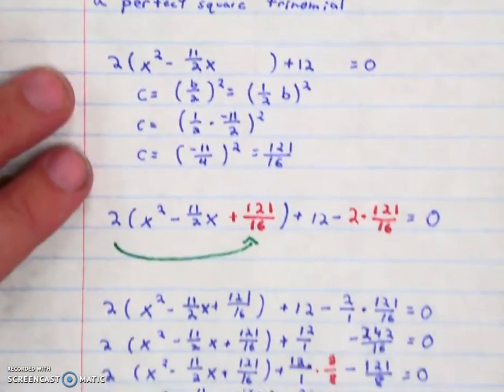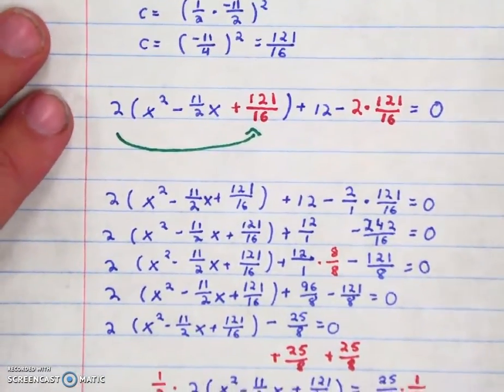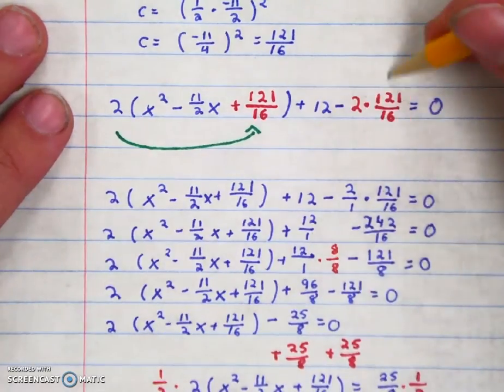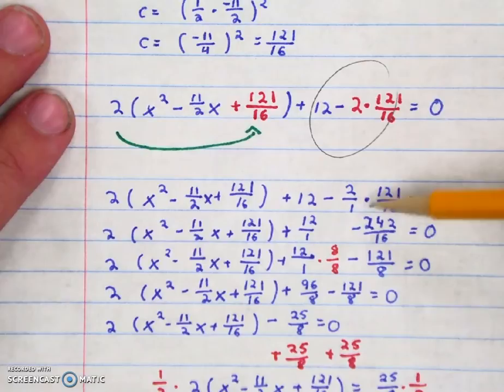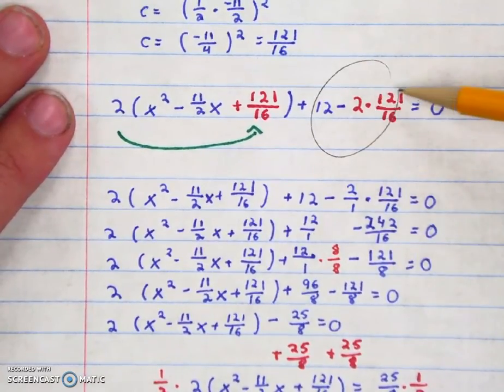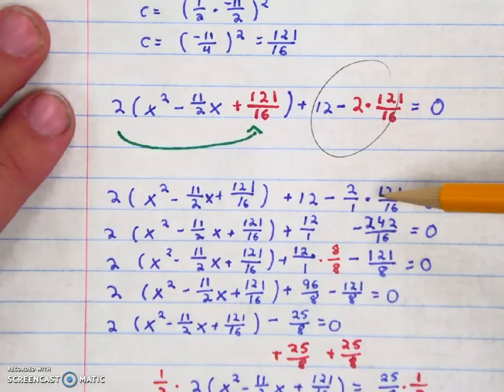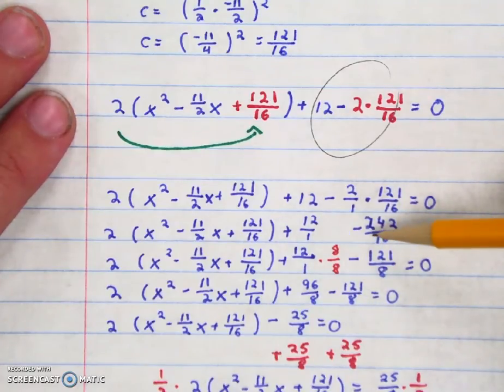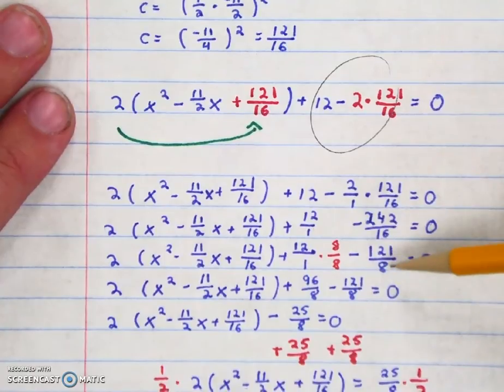Cool. What we want to do now is spend some time cleaning things up. So this is 2 times 121 sixteenths. We're mainly going to focus on this side of the equation for a little bit. When I want to multiply this together, I can rewrite it as 2 over 1 times 121 sixteenths. So what's 2 times 121? 242. What's 1 times 16? 16. Now I want to combine these two fractions. Before I look for a common denominator, is there some way I could simplify this? It looks like I can divide both of them by 2. Might as well do that.